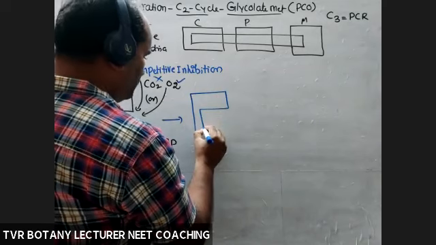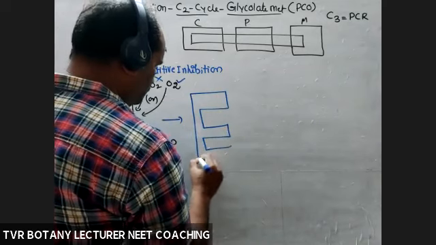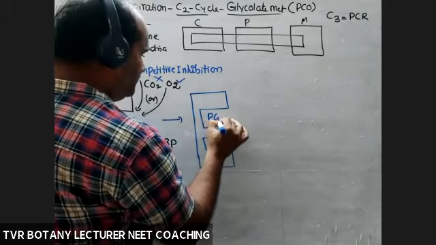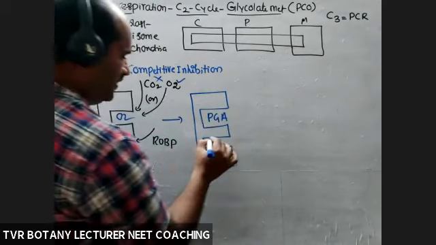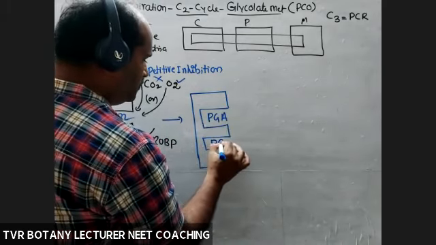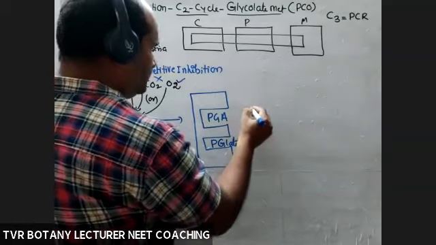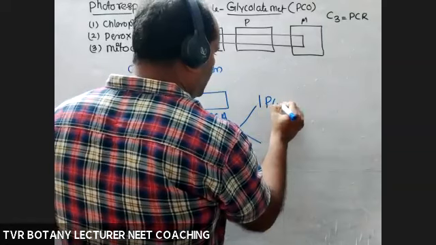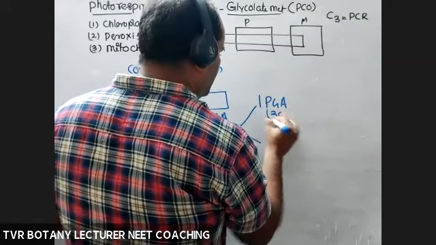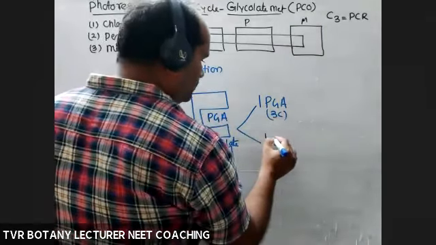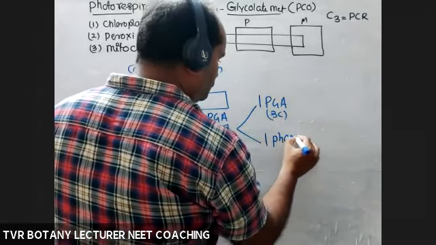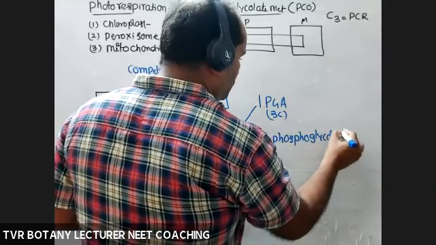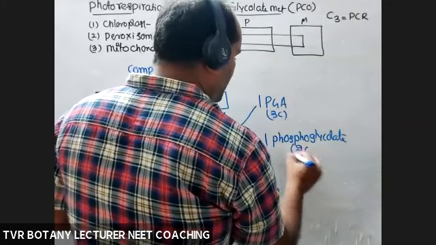They leave the enzyme: PGA, phosphoglyceric acid, and phosphoglycolate. So what are the products? One molecule of phosphoglyceric acid, a 3-carbon compound, and one molecule of phosphoglycolate. It is a 2-carbon compound.